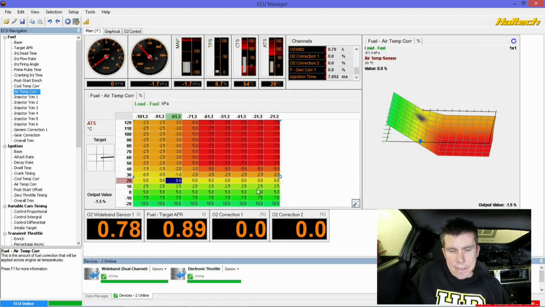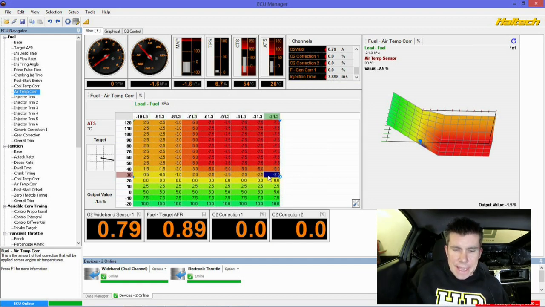Now you can see that at 20 degrees, I've got this table filled out with zeros. And the reason for that is 20 degrees is considered standard temperature under standard operating conditions, so at that point we don't need any correction, so that's why we've got zeros in this table.